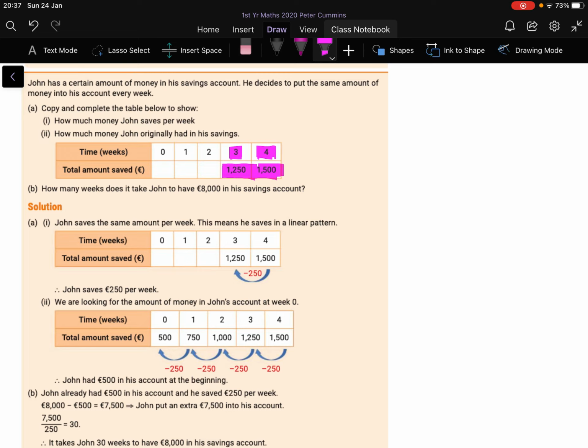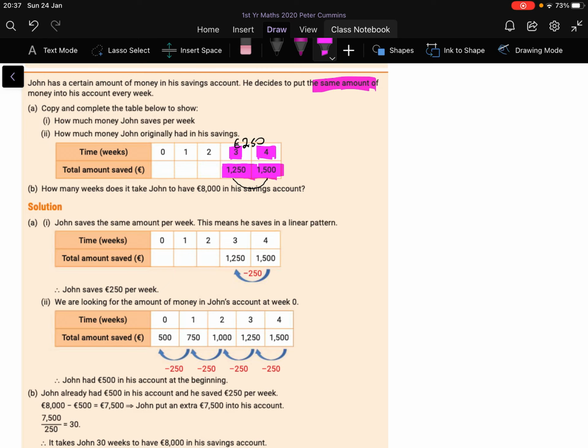So before I even worry about the question, I'm wondering, how much has he put in going from here to here? And if you take 1,500 minus 1,250, he's added in 250 euros between week 3 and week 4. And because it says in the question that he's putting the same amount in every week, you can start filling in the numbers, as they do down here.